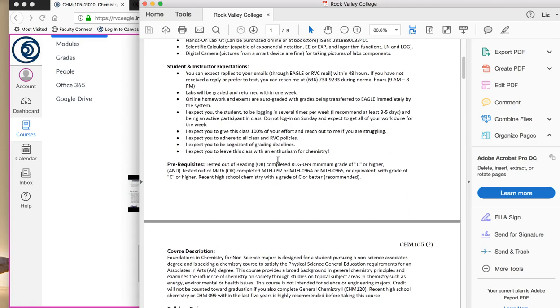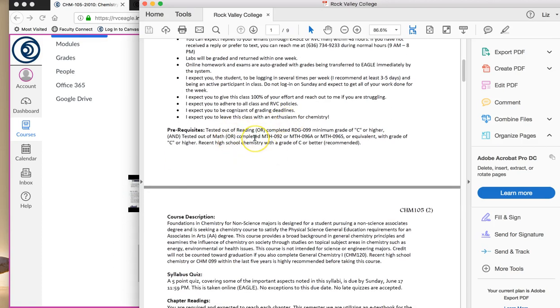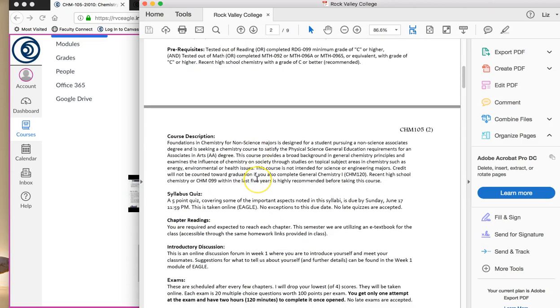All right, prerequisites, you can read what those are. Course description. Again, if you're taking this class, you should not be pursuing an AS degree. This class is for students that are working on an Associate of Arts degree. If you are going to be a science major, whether it is allied health, like maybe you're going to be a nurse, or science, like maybe biology, you need to be in a different chemistry class.